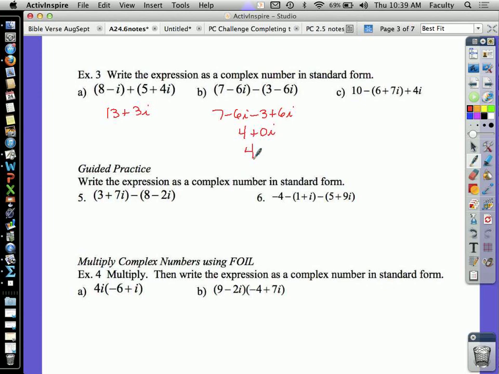Now in letter B, you do get 4 plus 0i, but 0i is just 0, right? So you don't need to have that at all. All right, check your answers. A was 13 plus 3i, B of course was 4, and C is 4 minus 3i. Any problems or questions?